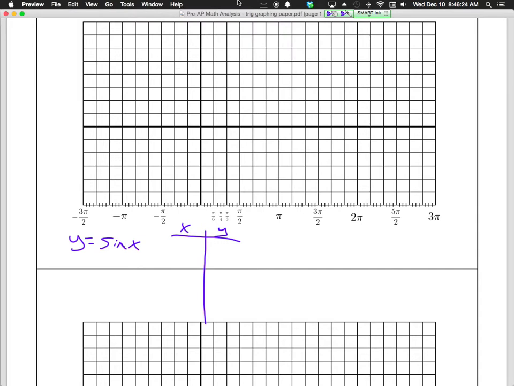Alright, so what's a good number to start with? 0 is a good number to start with. What's another angle I want to plug in there? 30, which is pi over 6. That's another good angle. Pi over 3 is eventually, but there's something between. Pi over 4 is next. Then pi over 3. And then we want to put in pi over 2. So those are some values we should be able to get some y values from fairly quickly.